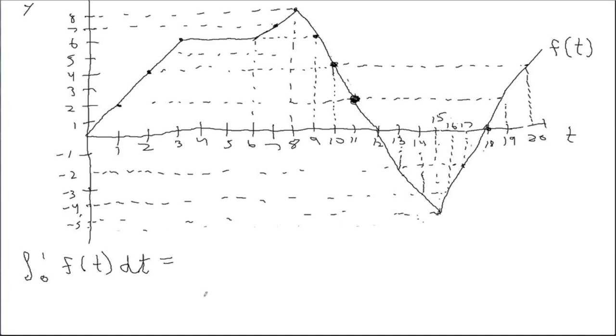So we need to find the area above the t-axis and below. I guess I'll start from the left. On the left-hand side, I can break this up into different shapes. On the left hand, I'll make a triangle at t equals 4. And, okay, now let's talk about that a little bit.